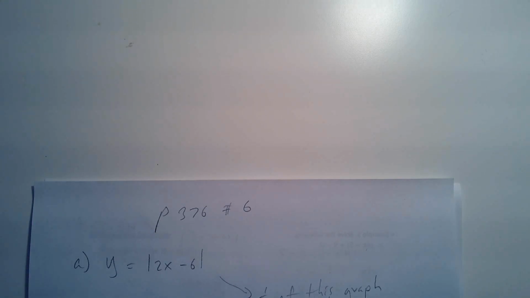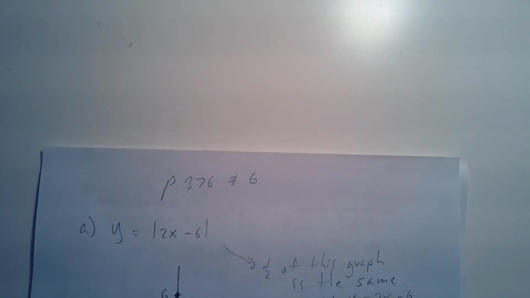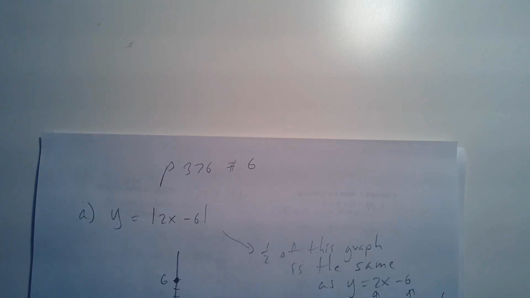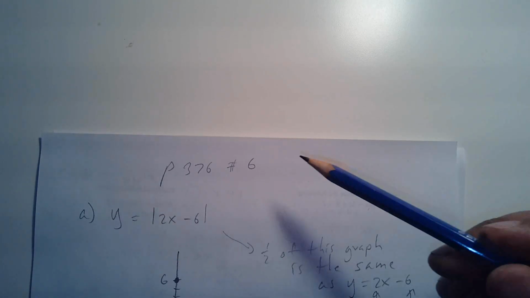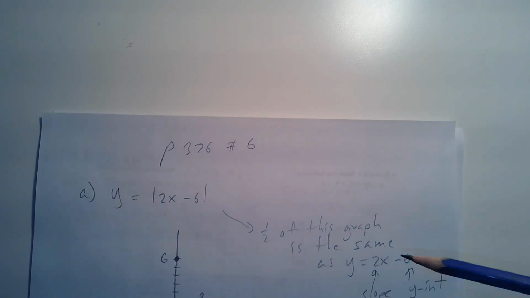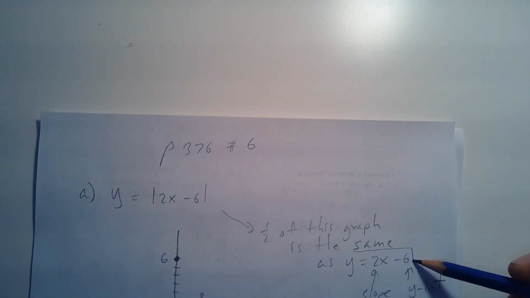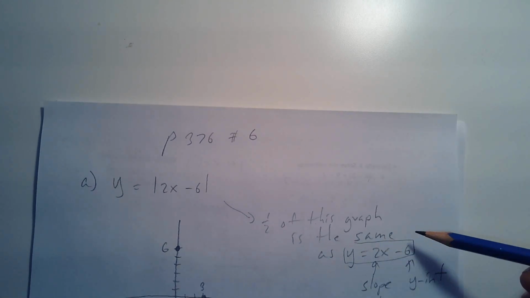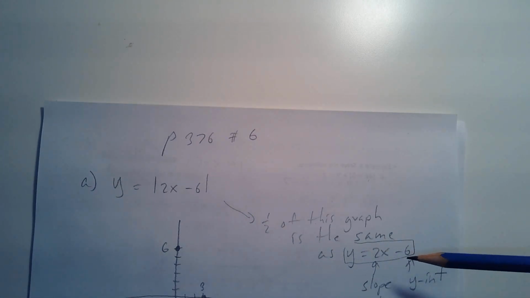So if you look at this equation, essentially what you have to do is split it up into two halves. So half of this graph is the same as y equals 2x minus 6. So that's if we make everything positive. And this, you should be familiar with this type of format. This is slope-intercept form, so for linear equations.